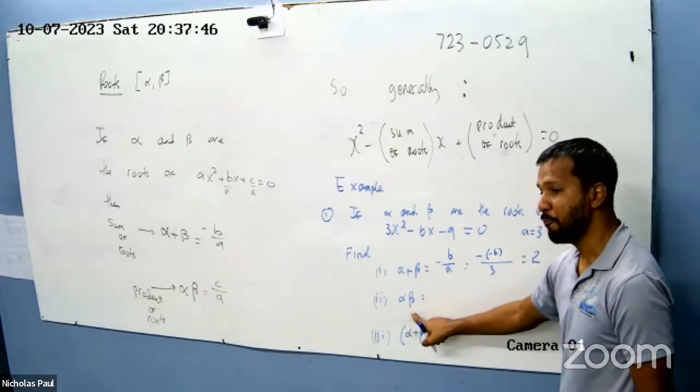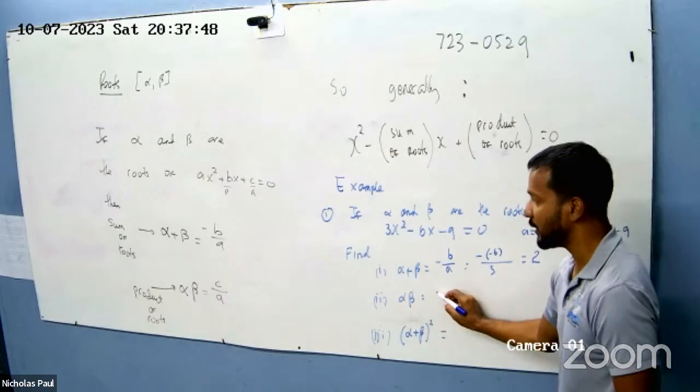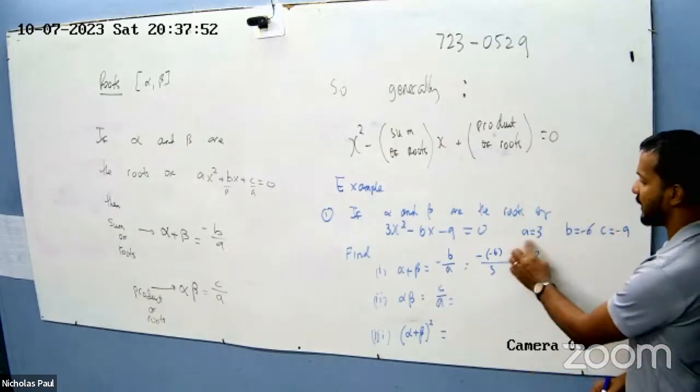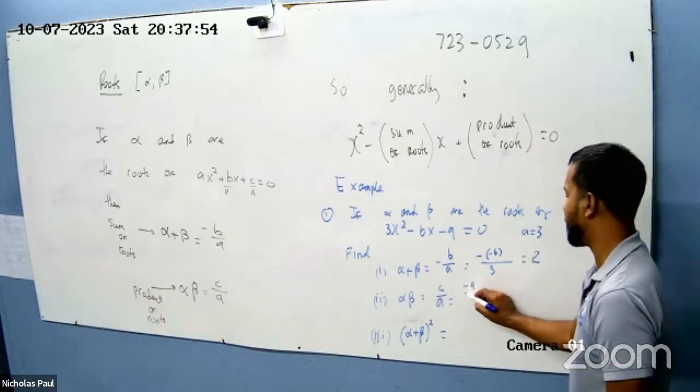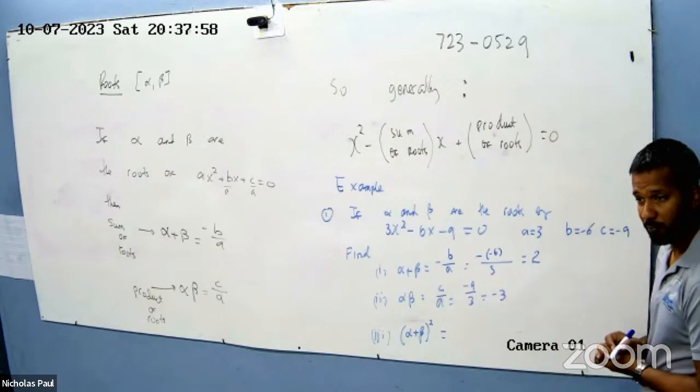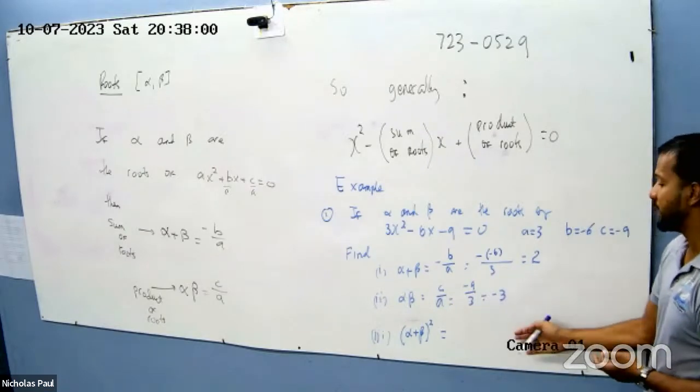Alpha by beta. Alpha by beta is C on A. C is minus 9 and A is 3. So that's minus 9 on 3, which is minus 3. Are you okay with that?